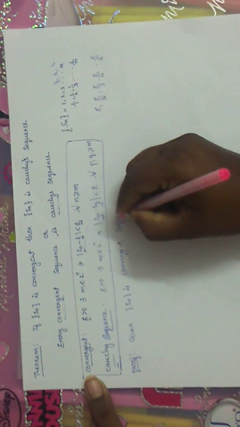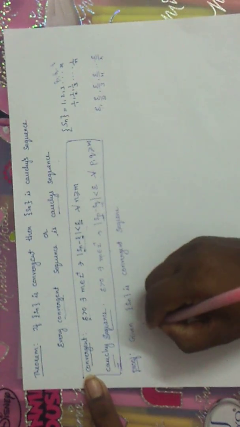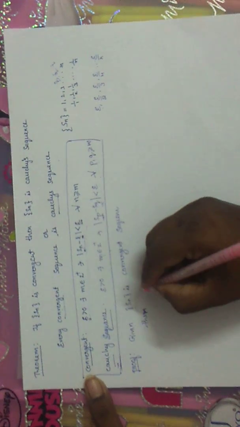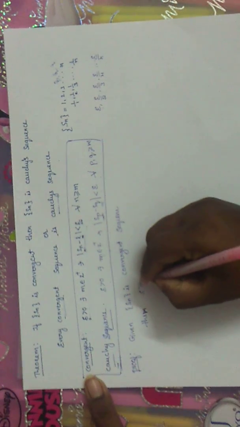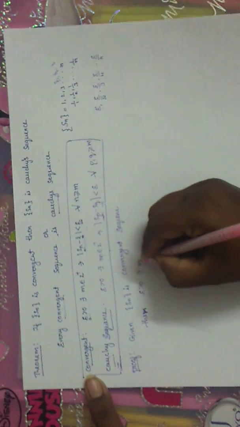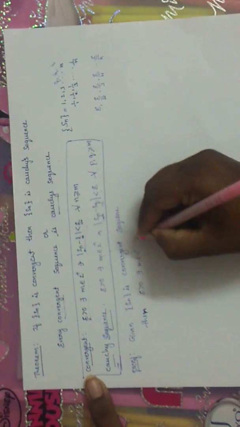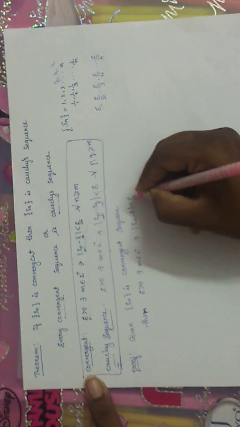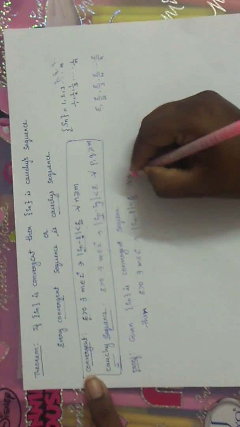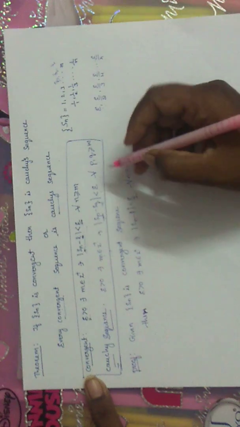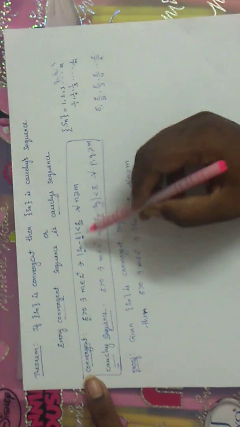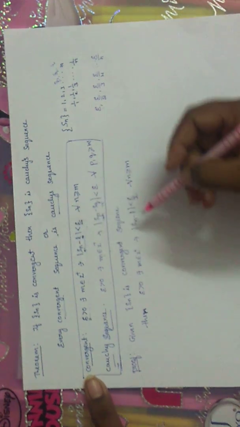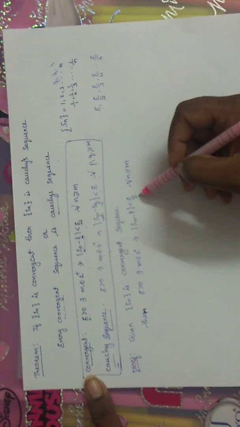Convergent sequence. Then I will write the definition. In this definition, a small change I will write: for every epsilon greater than 0 there exists m belongs to Z plus such that mod Sn minus L is less than epsilon by 2 for all n greater than or equal to m. So what is the change I have taken? In convergent sequence we have mod Sn minus L less than epsilon. Here I am taking mod Sn minus L less than epsilon by 2.